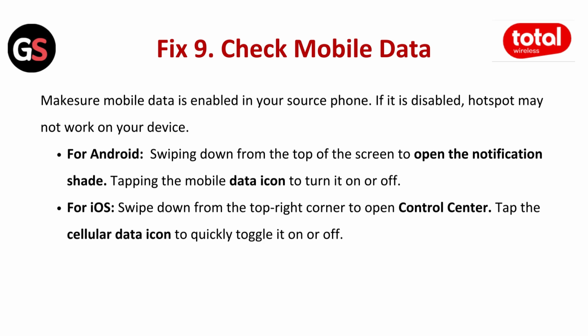Fix 9. Check mobile data. Make sure mobile data is enabled in your source phone. If it is disabled, hotspot may not work on your device. For Android, swipe down from the top of the screen to open the notification shade, tapping the mobile data icon to turn it on or off. For iOS, swipe down from the top right corner to open Control Center, tap the cellular data icon to quickly toggle it on or off.